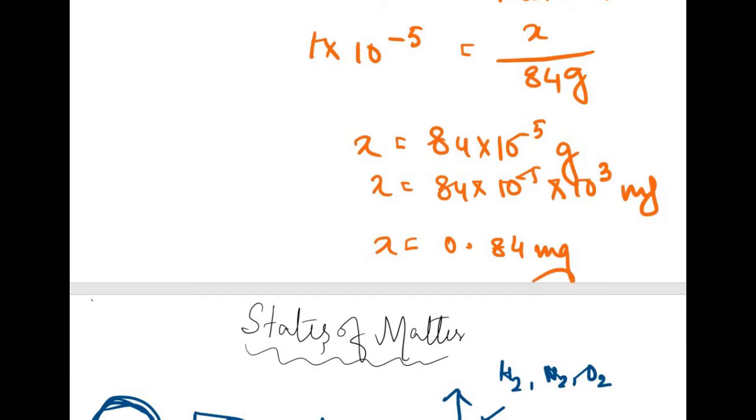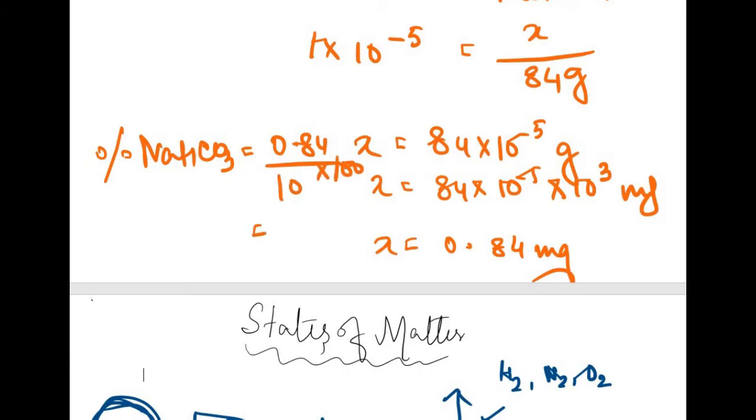Correct? Now the percentage of NaHCO3 would be the amount of NaHCO3 that is actually obtained, that is the observed value, divided by the given amount, into 100. This should come out to be roughly around 8.4%. So this matches with your option A. Okay, clear? Moving on to the next question.